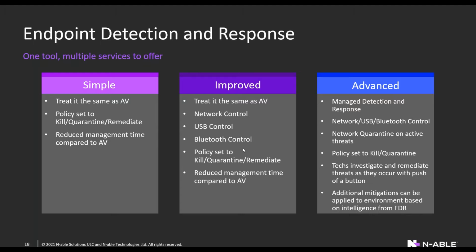Now, if you want to go the advanced route, this is where you're going to push the boundaries of what we can achieve with EDR. This is where you're going to take EDR and change it into an MDR, a managed detection and response, because you're assuming the role of the management part. You're still going to be using the network, USB, Bluetooth controls, turning on and enabling the network quarantine feature. So whenever there's an active threat on the machine, that machine is isolated and it's not posing a threat to the rest of the environment.